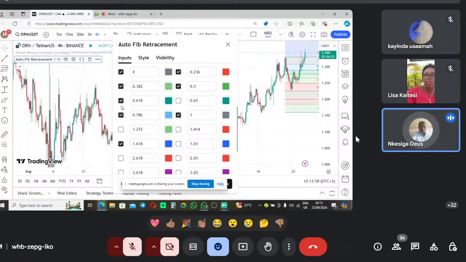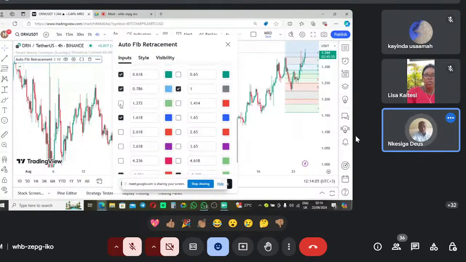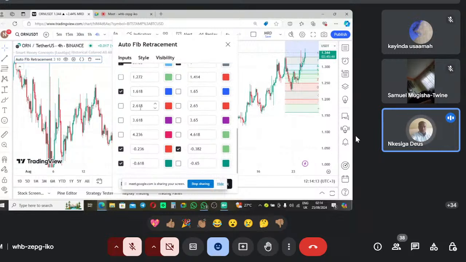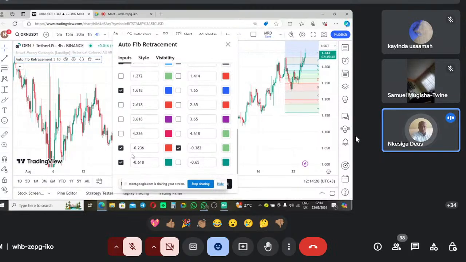Then 0.61 we put a tick. 0.78 we put a tick. Then we skip 1.2, don't put a tick there. Then we go to 1.61, we put a tick. Then we skip 2.6 and 3.6, don't put a tick there. Then let's move down. Negative 0.2, we put a tick. Then negative 0.61, we put a tick.